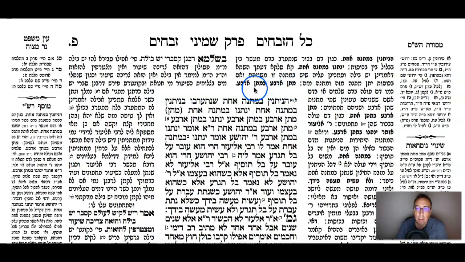Matan arba, let's say you have blood that's supposed to be four applications to the mizbeach with other blood that's four applications to the mizbeach. Kimo dam ola b'dam shlomim, for example. Let's say you have the blood of an ola mixed with the blood of a shlomim, or b'dam osham, with the blood of an osham.